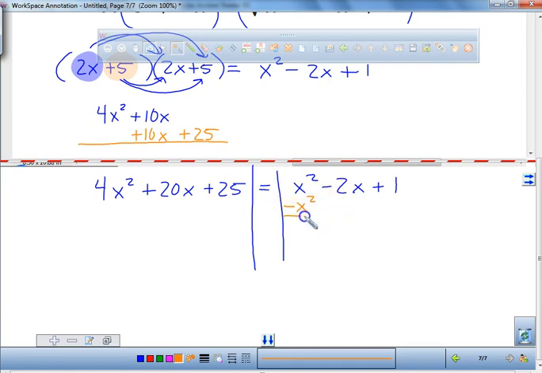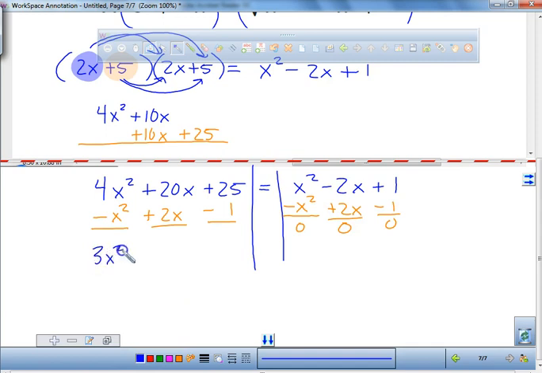So I got to take away an x squared. Got to add 2x. Got to take away a 1. That zeroes out. These are all additive inverses right here. This becomes 3x squared plus 22x plus 24.